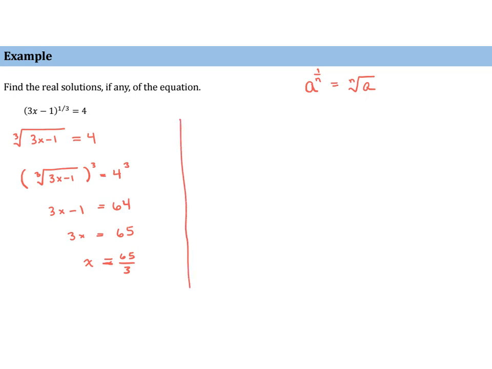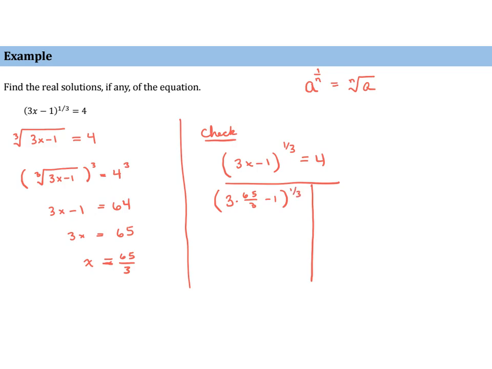So let's check it. We have 3x minus 1 to the 1/3 equals 4. That will be 3 times 65/3 minus 1 to the 1/3. Well, that's 64 to the 1/3, which is the cube root of 64, which is 4. That's true. So our answer is 65/3.